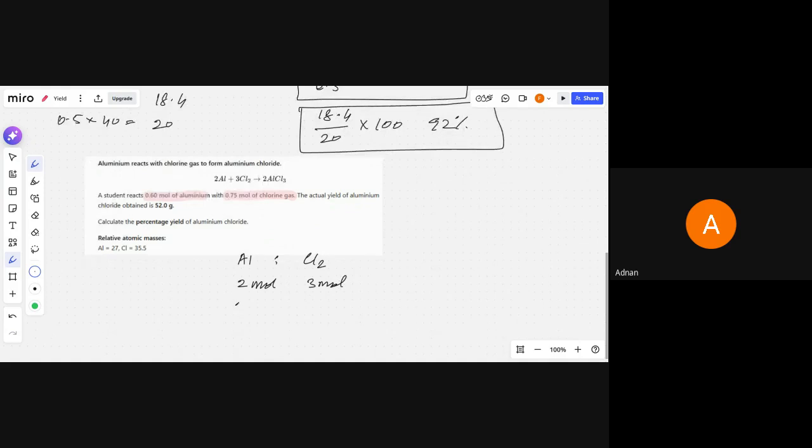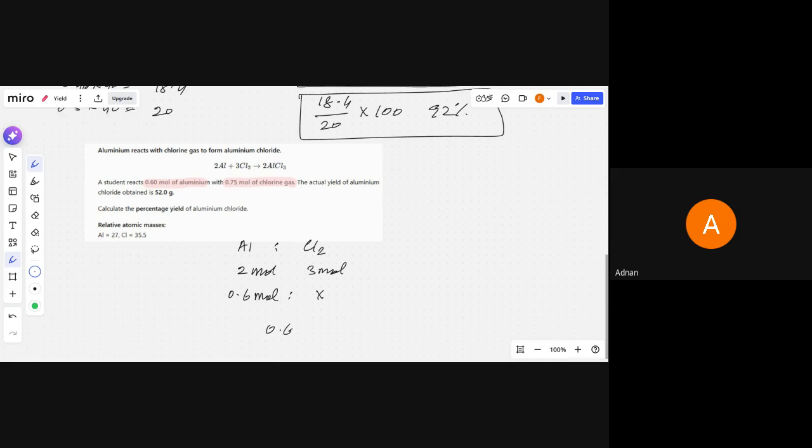And now we have 0.6 moles of aluminum, and this will be X, because I'm cross-checking this. 0.75 moles of chlorine are given in the question. I want to cross-check whether I need more or less than 0.75. So when I cross multiply, 0.6 times 3 divided by 2, I get 0.9.